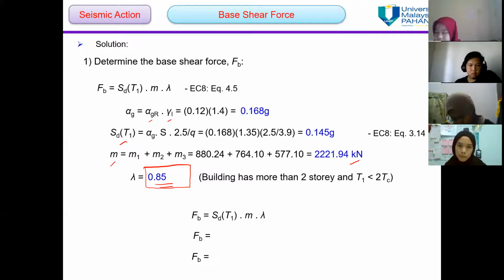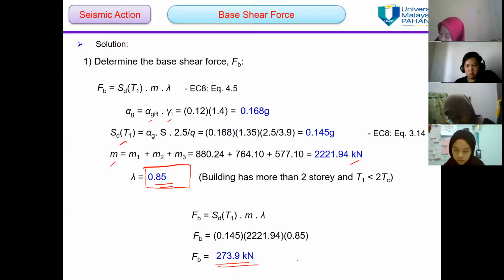So it's 0.85. What's the value of the base shear force? 273.85. Okay, 273.9. One decimal place is enough. Did everybody get this value? The unit is kilonewton. So we got the base shear force, I mean the total force acting on the building.